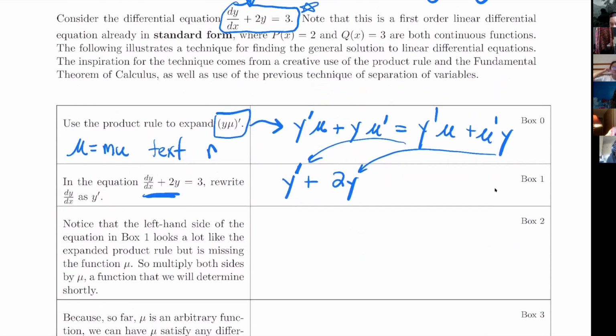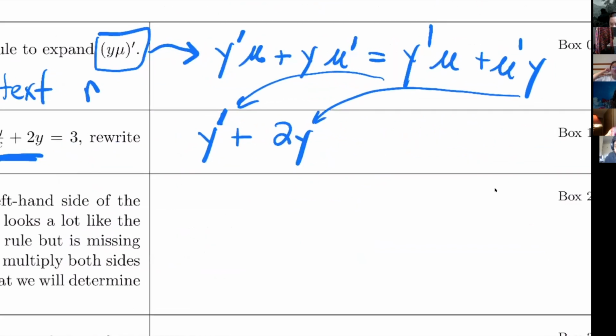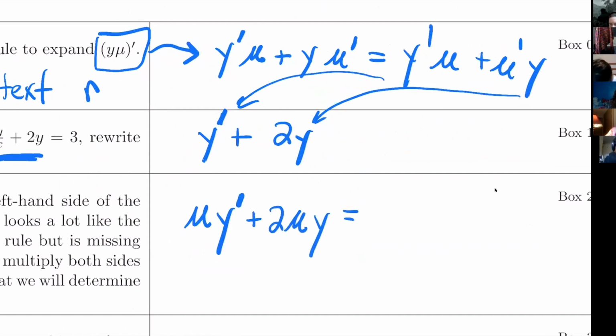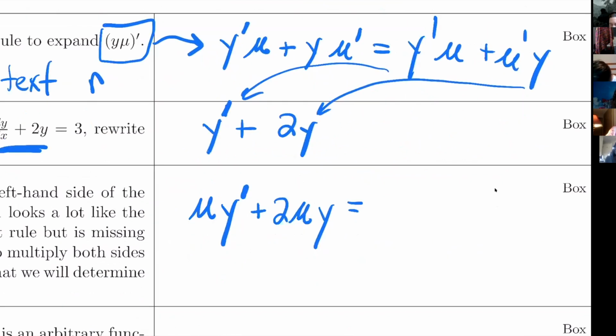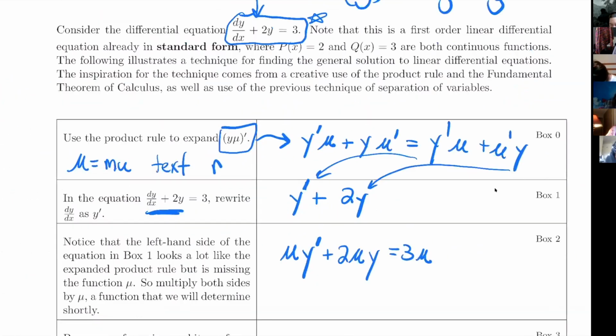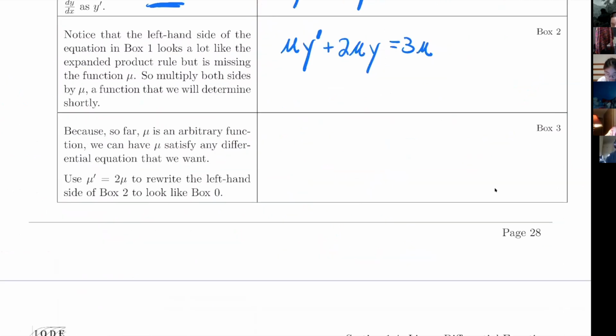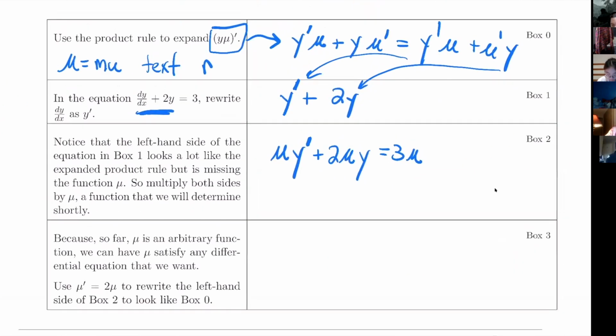So the differential equation we started with is up above. So I'm going to write this as mu times y prime plus 2 mu times y is equal to 3 times mu. Okay, so again, we're just taking that differential equation up top and multiplying both sides by some unknown function called mu. So as long as I do that to both sides, I haven't changed the equality relationship here.